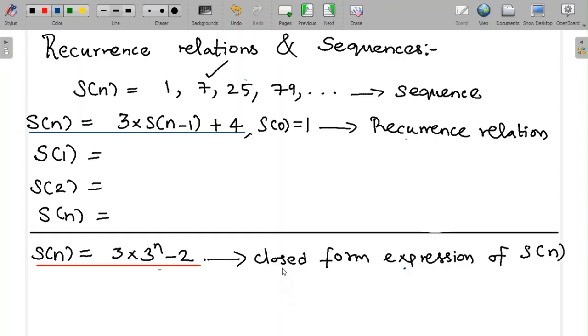In this video lesson, we'll understand how to solve a recurrence relation, which can be used to identify the pattern in a sequence and express it in an efficient form. Recurrence relations help us express the terms of a sequence in a very concise manner. For example, we can consider this sequence containing the terms 1, 7, 25, 79, etc. The terms of the sequence can be defined using the recurrence relation S of n is equal to 3 times S of n minus 1 plus 4, along with the initial condition which says S of 0 is equal to 1.